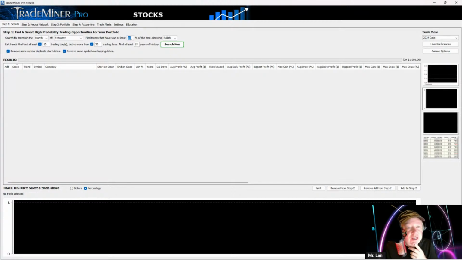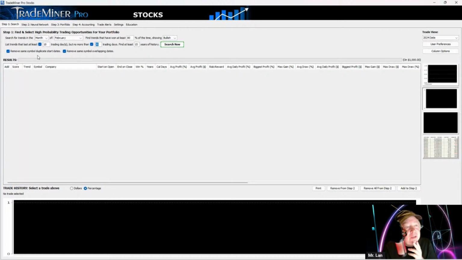We can run the scan again if we would like, showing just bullish opportunities. All right, so we're going to just look for bullish opportunities, and we're going to list trends that last at least 10 trading days, but no more than 30 trading days. So this is a short window of time, not a big, long window. Find at least 15 years of history. So that has to be 80% profitable within the last 15 years over the 10 to 30 day time frame. All right. And that's what this is.